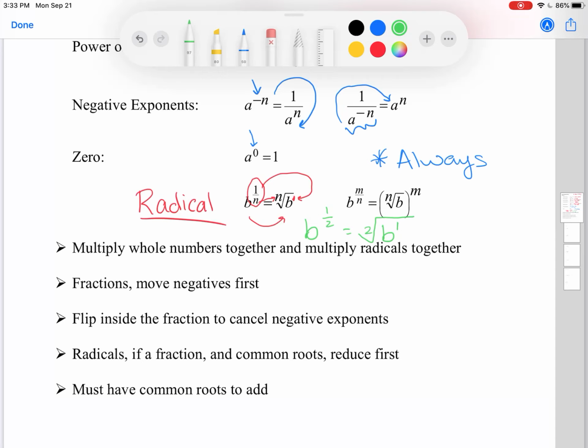And then we have just some key things here. Multiply whole numbers together, multiply radicals together. Fractions move negatives first. These are just rules that we're going to use to simplify exponents as we go through. So these would be ranked top to bottom here, is probably what I would say. Go ahead and read through those, and then we're just going to do some examples.